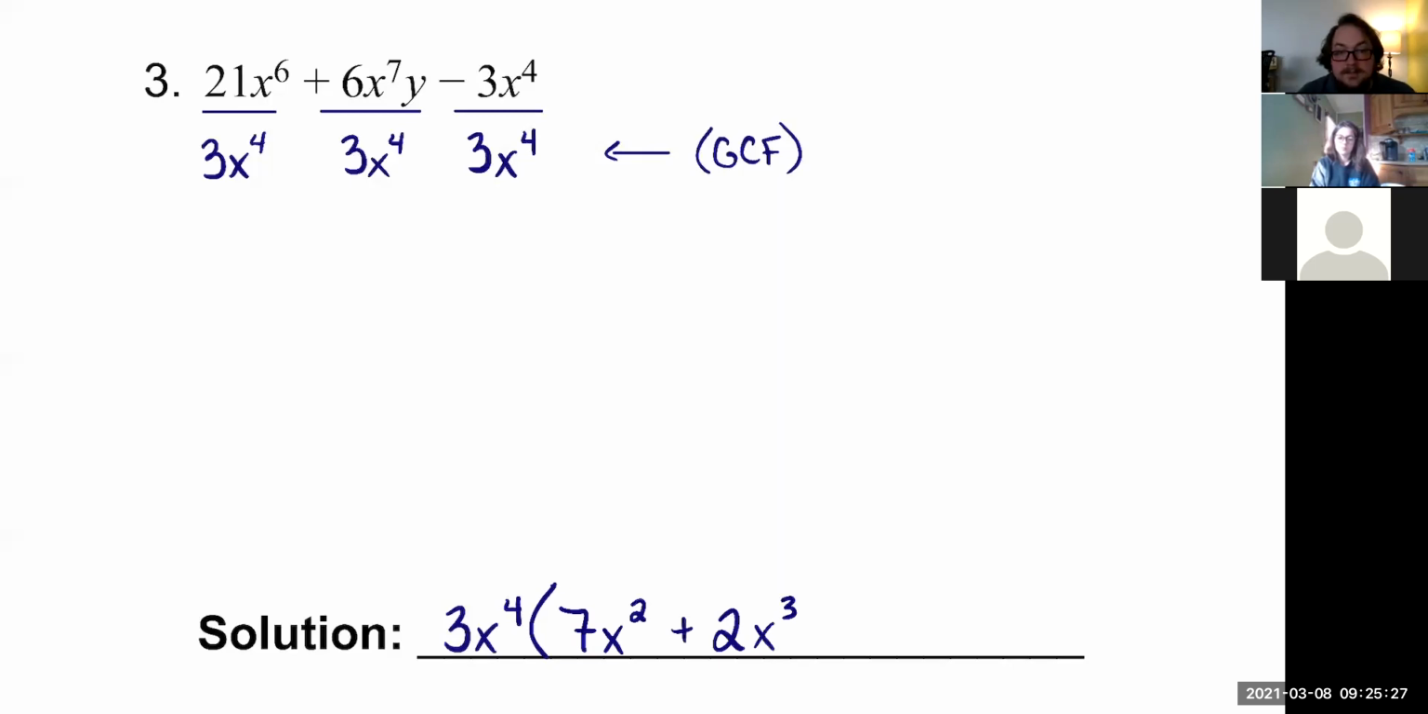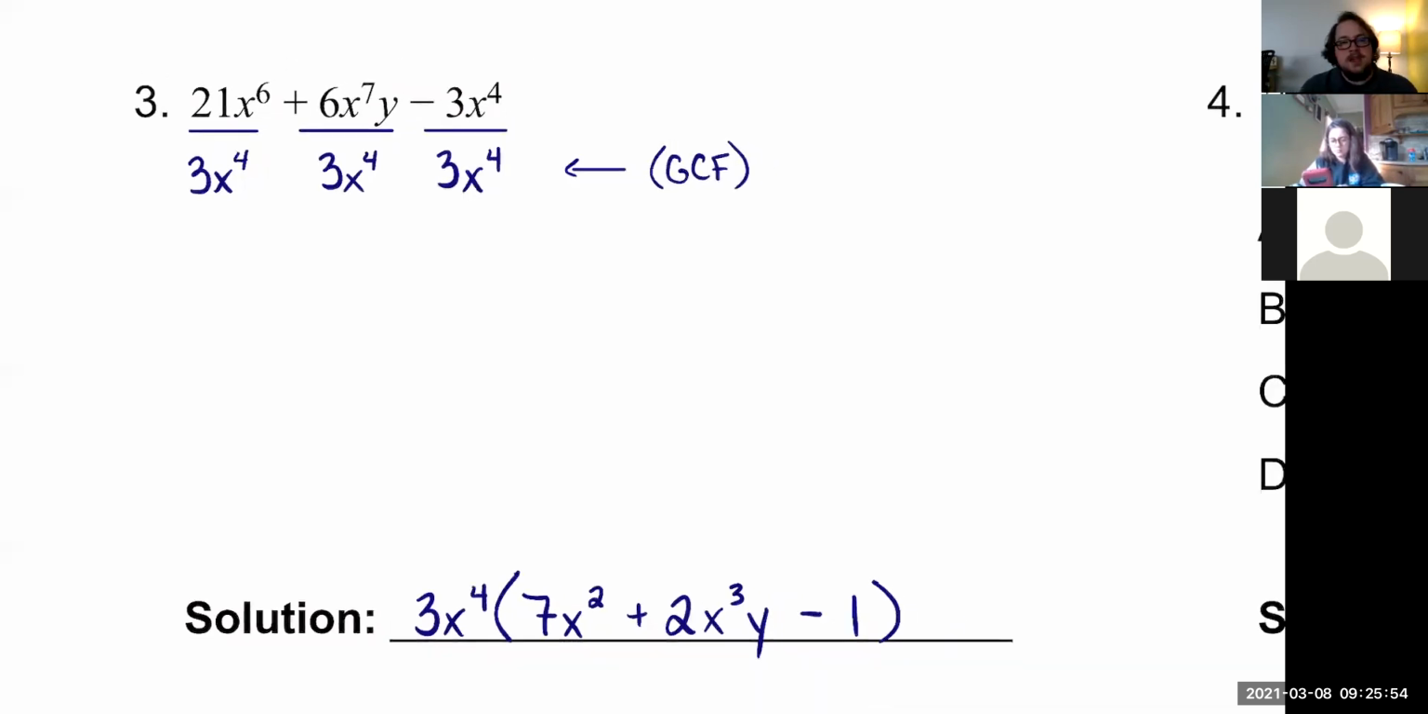There's 3 left. What about that y? You bring it down. If you didn't do anything with it, if you didn't move it, didn't remove it, leave it with the term that it was on. And then the last term here, -3 divided by 3 is a -1. X to the 4th divided by x to the 4th cancels each other out, gone. There were 4 there. We took 4 away. There's no more x's left over. So that one is factored.